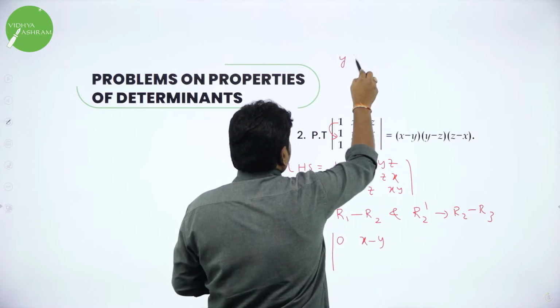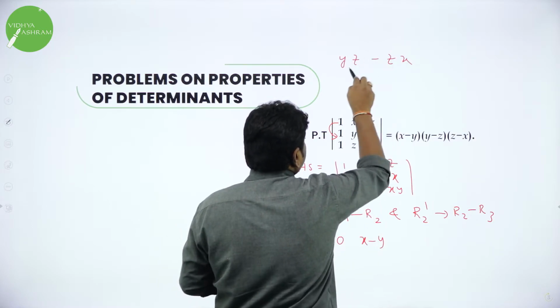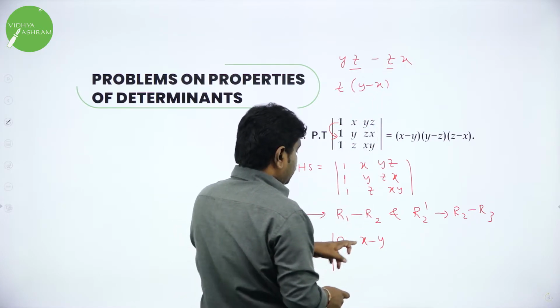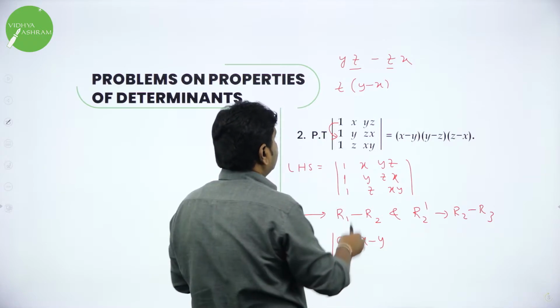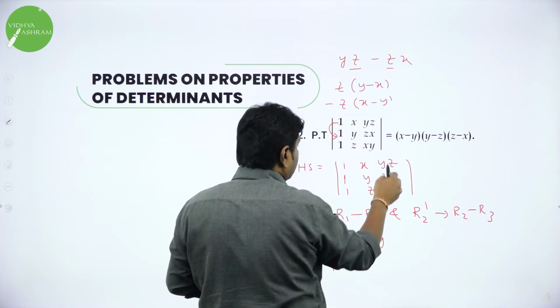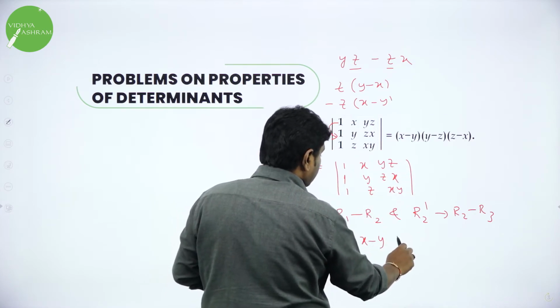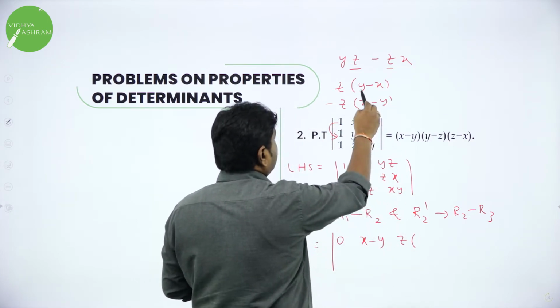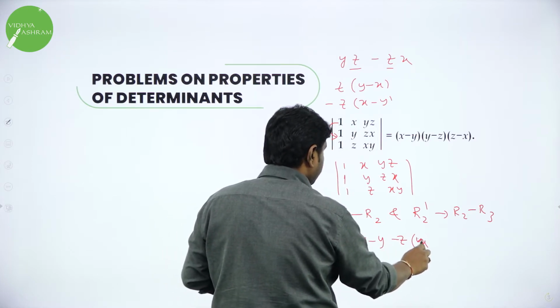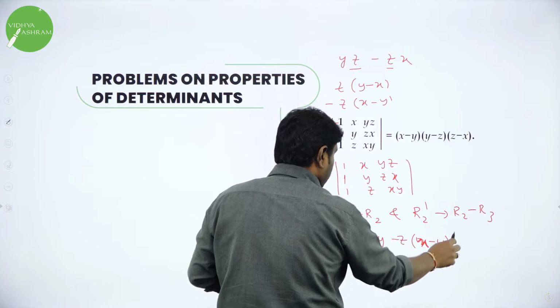See, yz minus zx, what is common in these two? Z. If I take it out, it will become y minus x. But it is x minus y, so I will take minus out, and it will become z into x minus y. So here, when I subtract these two, z is common, I take it out. If I take z common, I have y minus x, but I want x minus y, so I put minus, x minus y. I hope all of you understood this.